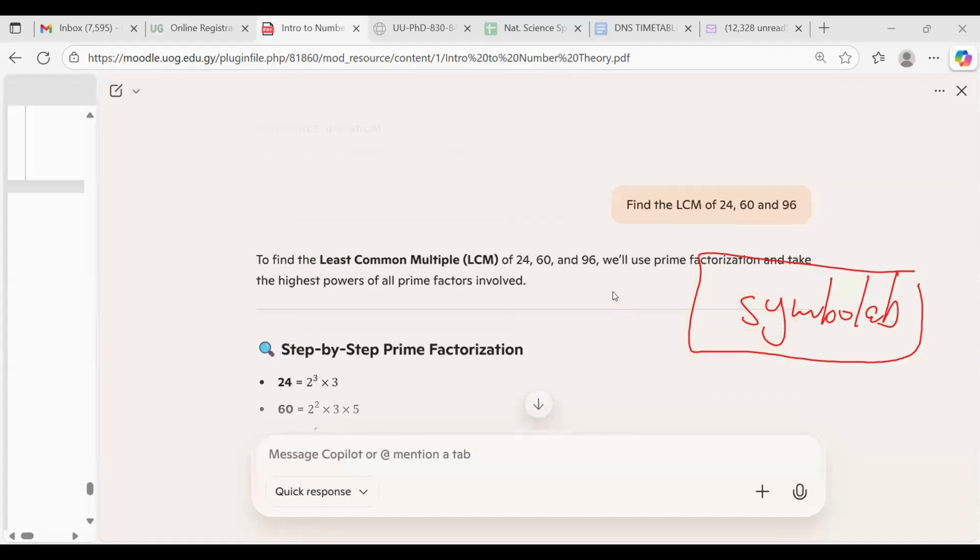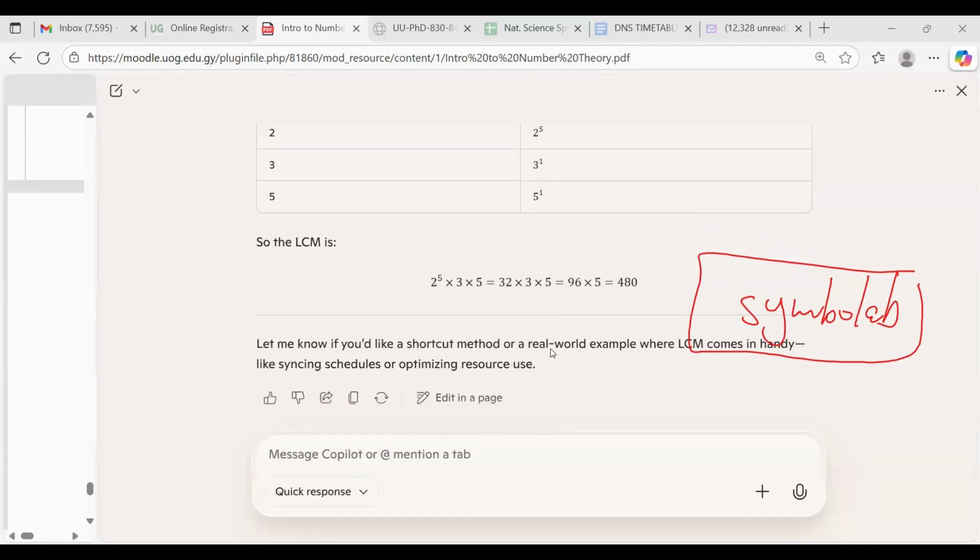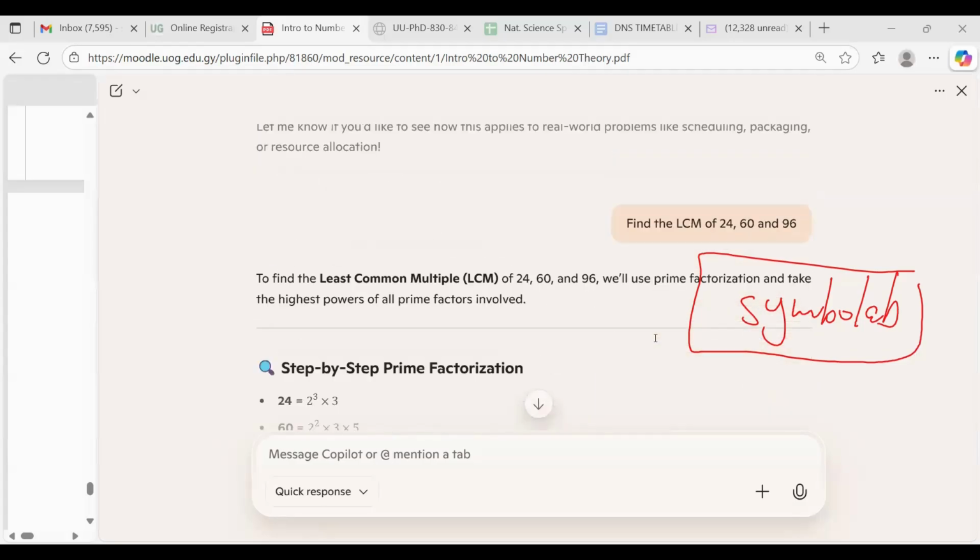Find the LCM of 24, 60, and 96. It's a command. You tell it what to do. You are the boss. Don't tell it thanks. When we tell it thanks, we're making the model work harder. So don't tell it thanks and please and all of that. It's not a human being that understands that. So you have to know to tell it keywords.